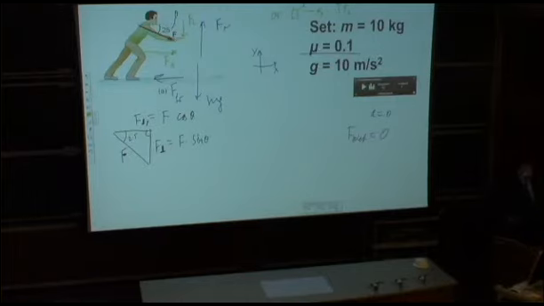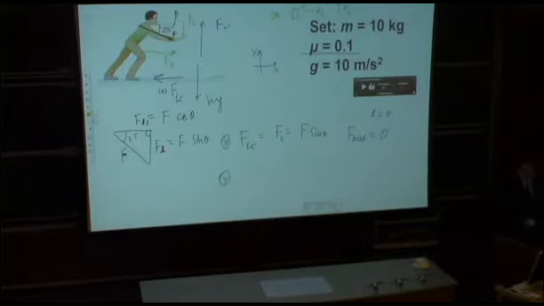So, if net force equals 0, what does it tell us? It tells us that, relative to the horizontal, relative to the x-axis, the frictional force must have exactly the same magnitude as this component of the applied force.